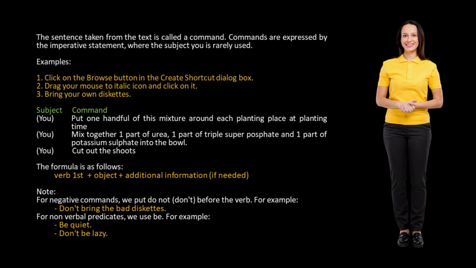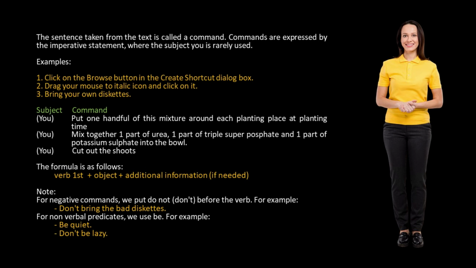Subject, command. You. Put 1 handful of this mixture around each planting place at planting time. You. Mix together 1 part of urea, 1 part of triple superphosphate, and 1 part of potassium sulfate into the bowl. You. Cut out the shoots.